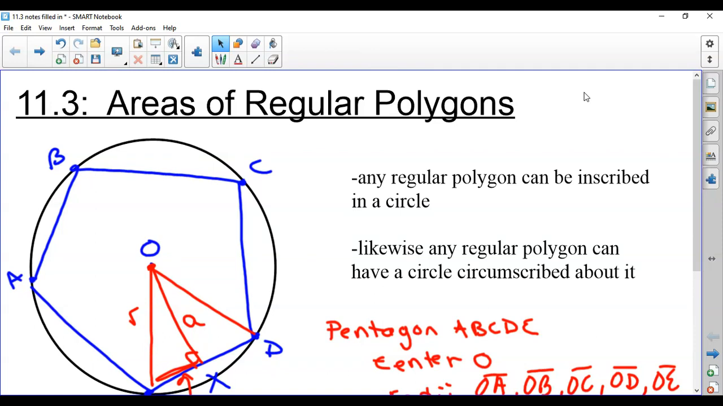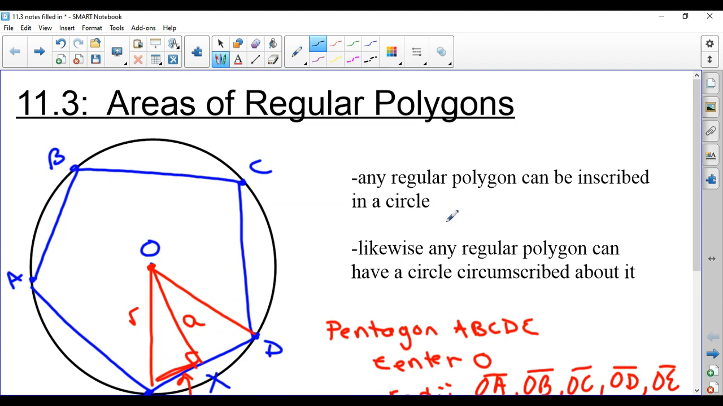Today we're going to move on to section 11.3, which is areas of regular polygons. Remember, a regular polygon is a polygon that is both equilateral and equiangular. And there's a rule here that says any regular polygon can be inscribed in a circle. That means drawn with every vertex touching the circle.